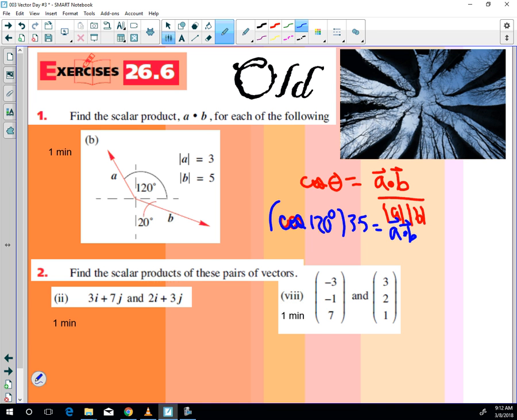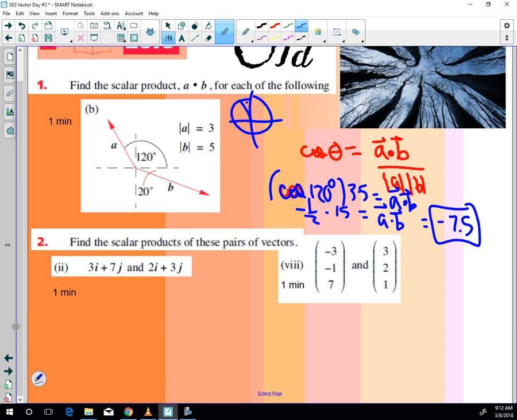So let's see. I think I know what the cosine of 120 is. Negative 1/2 times 15. So the dot product is going to be negative 7.5. Yesterday we did just the dot product of two column vectors.